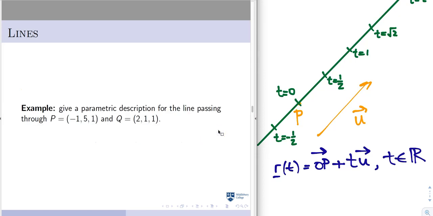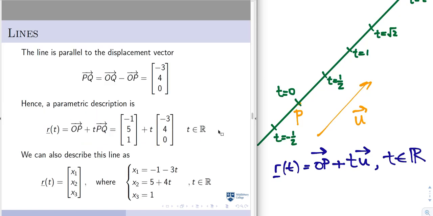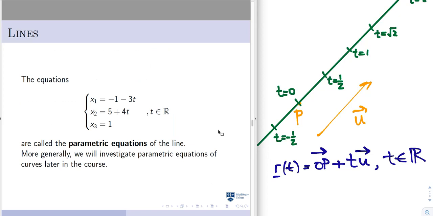So here's an example to determine the parametric description for a line passing through 2 points inside space. Again, I'll let you work through this example on your own, and if you have any questions, then please let me know. One thing to note here is that these equations we have at the end are what we call parametric equations of the line. We will investigate further parametric equations when we come to describe parameterizations of curves. In fact, you've already seen some parameterizations in the previous video when we were looking at the cycloid example.